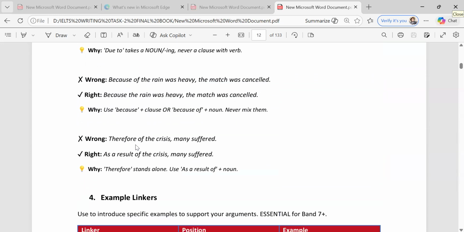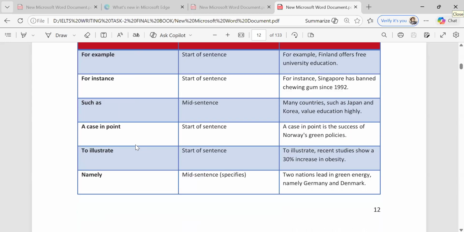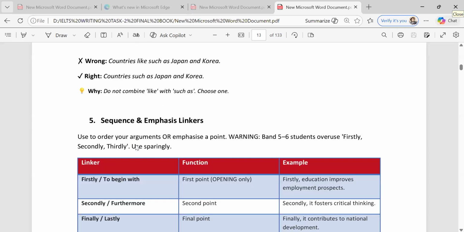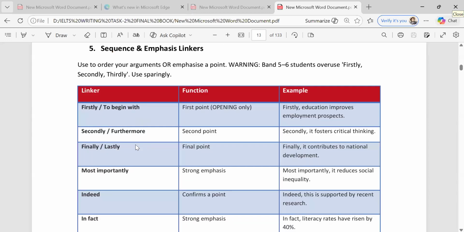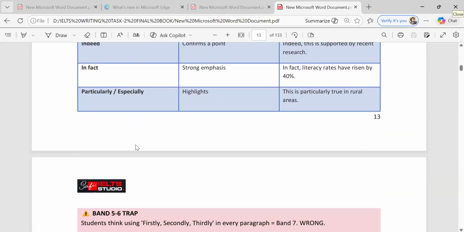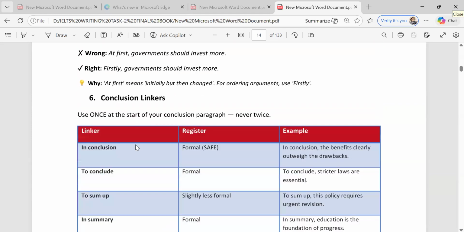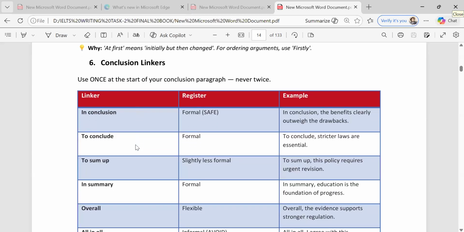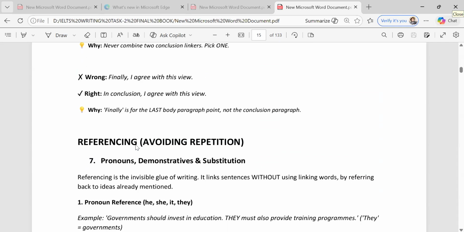And then you can also have linkers, for example, if you want to provide examples. So what type of linkers can we use? After this, there could be sequence and emphasis linkers, like firstly, secondly, thirdly, clearly, indeed, in fact, particularly, especially. I have given you some of the examples. If you go through them, you will understand. And there can be conclusion linkers, like in conclusion, etc. So these are the linkers. They are important to be used.